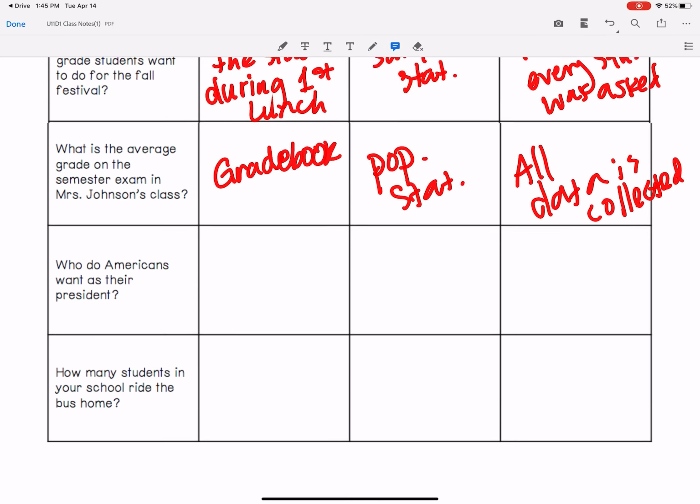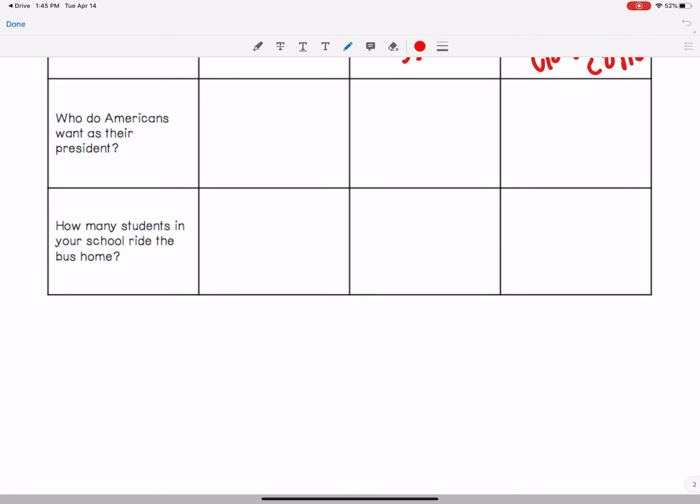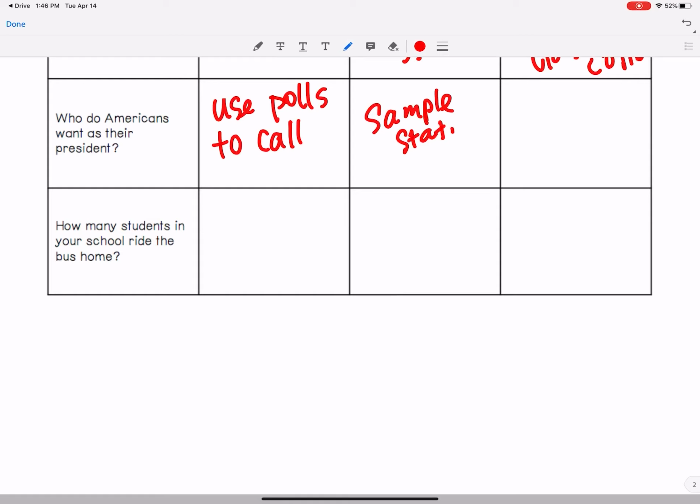Okay, next one. Who do Americans want as their president? Well, how could we collect that data? I know right now there are people who use polls. That means they call around and they ask you questions, those annoying surveys. So I'll say we could use polls to call people and ask them who they're going to vote for. Would that one be a population or a sample statistic? That one would be a sample statistic because there's too many people to call. So not every single person was asked. Let's just say not every person was asked.